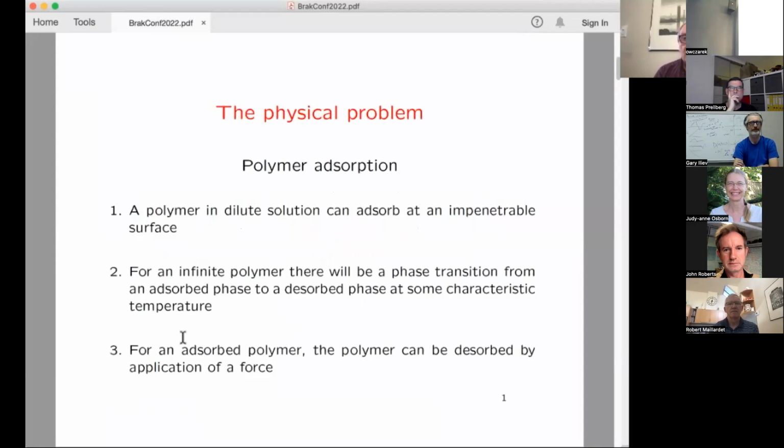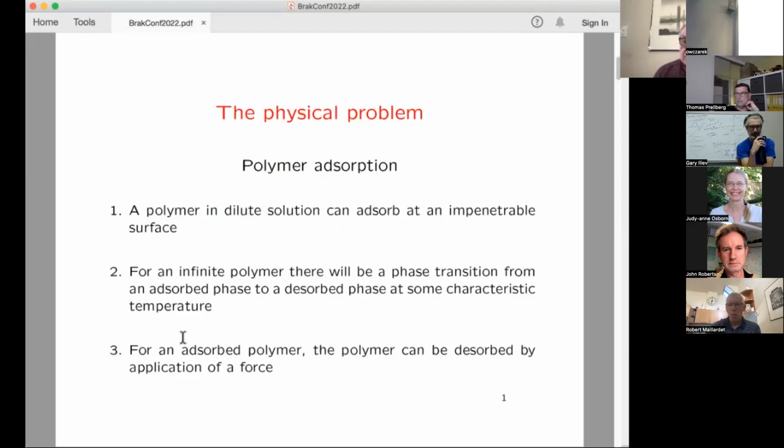If I have a linear polymer molecule in a dilute solution, then it can adsorb at a surface. For the moment, the surface is going to be impenetrable. If the polymer is infinite, there'll be a phase transition. That is, there'll be a singularity in the free energy as the temperature changes. At low temperatures, it will be in an adsorbed phase where a lot of the polymer is in the surface, and at high temperatures, it will be in a desorbed phase. So there's a characteristic temperature at which the phase transition occurs.